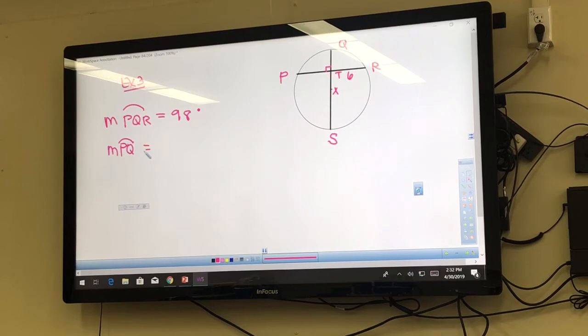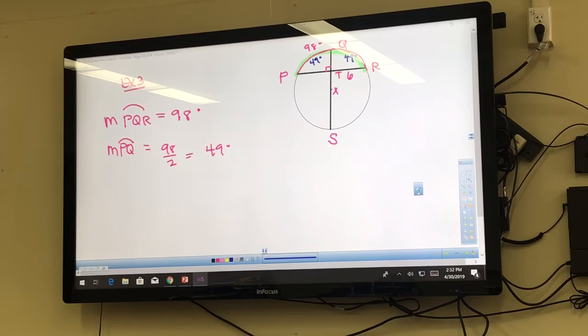If we know the measure of PQR, it's 98 degrees. So from P all the way to R is 98 degrees. So every bit of this is 98 degrees from P all the way to R. Then to find PQ, because it's a perpendicular bisector, we just take 98 and divide it by 2. And that would be 49 degrees. So the measure of arc PQ is 49 degrees, and the measure of arc QR is 49 degrees.